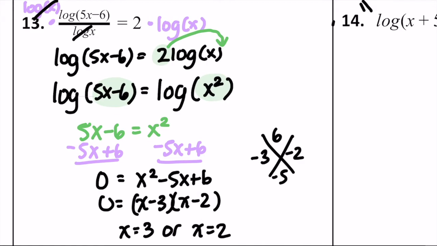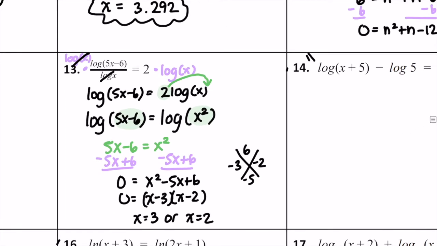So if I plug in 3 or 2, either one of those will be 0. I check to see if these work. I check to see if 3 is okay to put into the two logarithms I have in the original, which are log of 5x - 6 and log of x. If I plug in 3, it's okay for both of these. It gives me positive numbers inside of the logarithms. If I plug in 2, it's also okay in both of them. So both of these are answers, and I circle both of them.